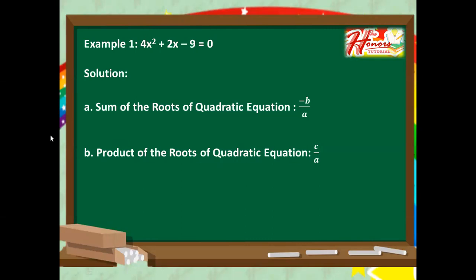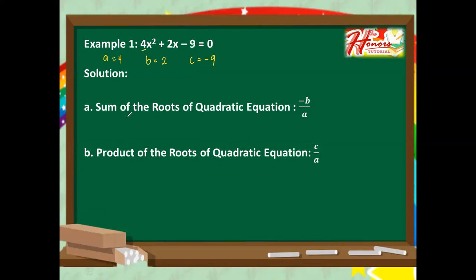So we have here 4 for A. Let's write it here. So A equals 4 because that is the numerical coefficient of x squared. And then for B, we have here 2. And then for C, we have here negative 9.